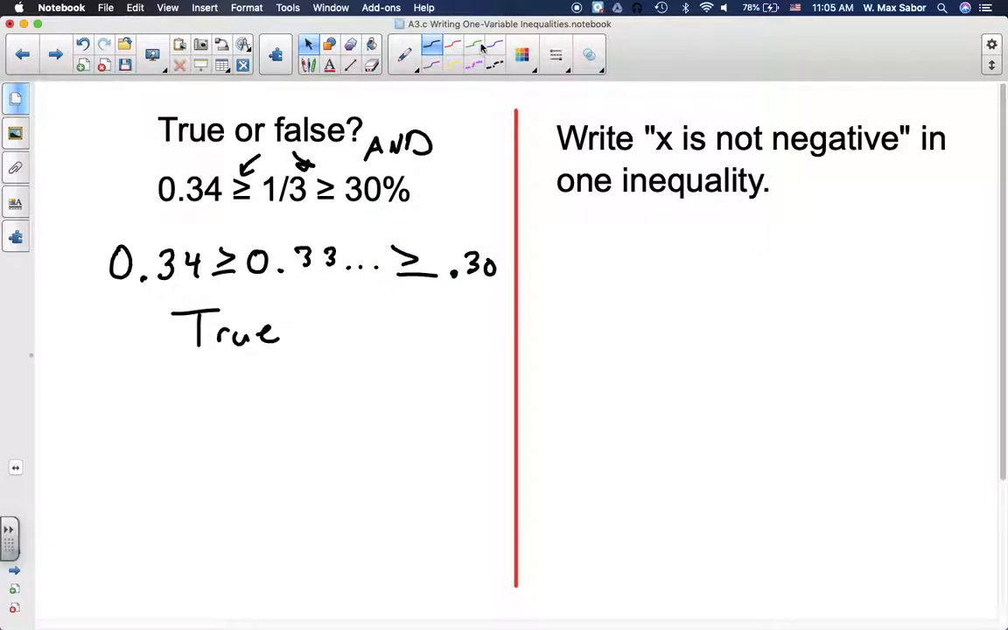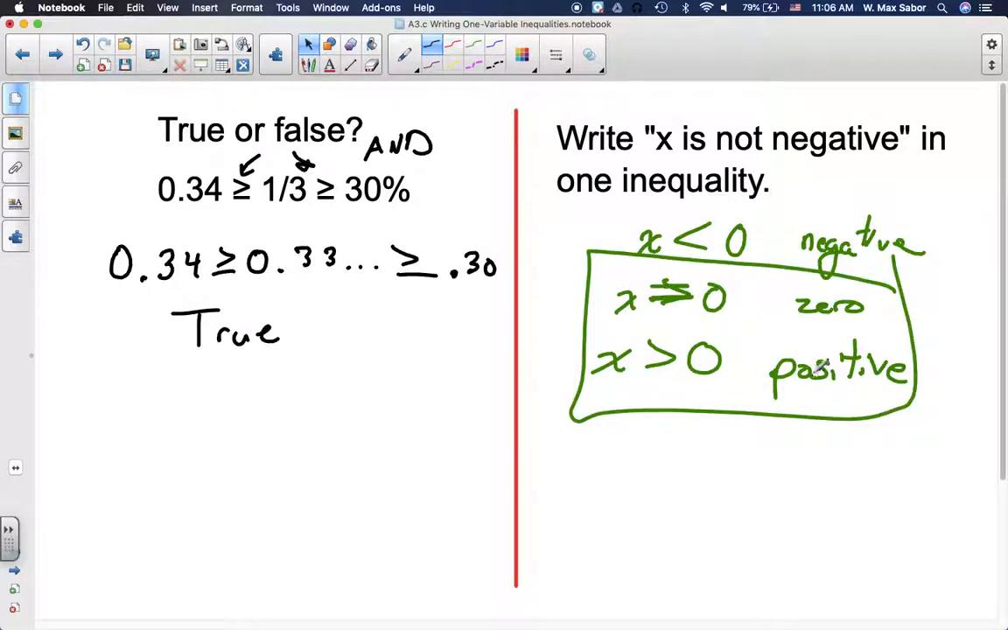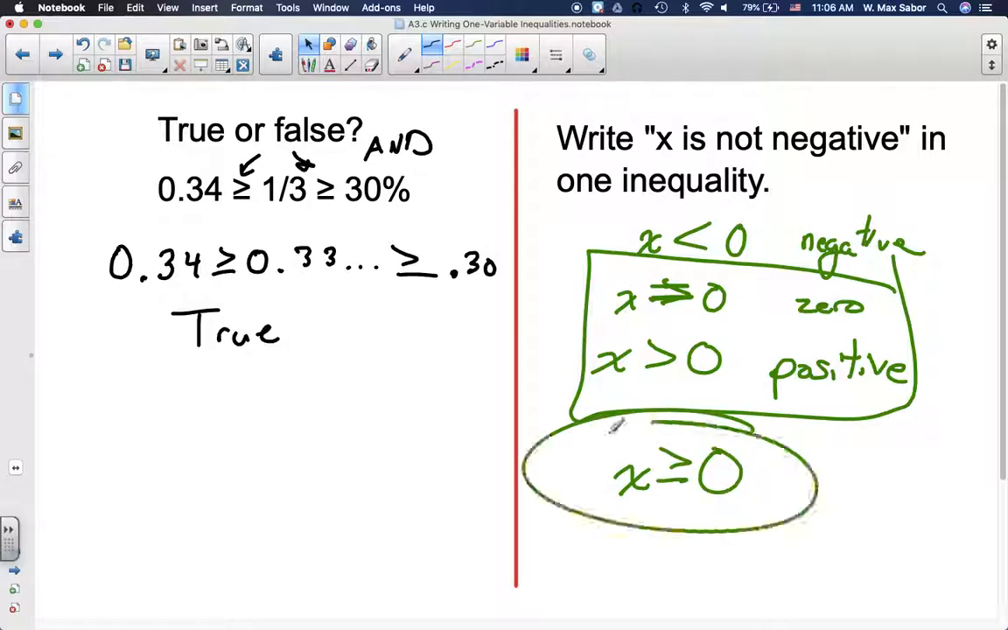X is not negative. The main three things that we'd say: this is negative, this is 0, and this is positive. So in order to write that in one inequality, we want to say that it's 0 or positive. So X is going to be 0 or positive. That's our answer to that question.